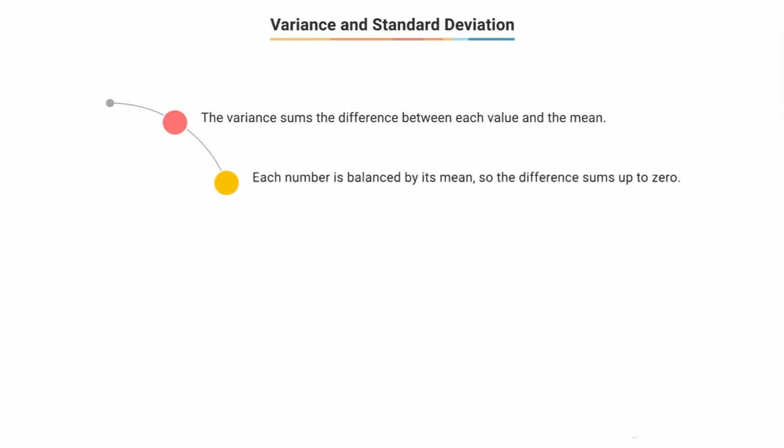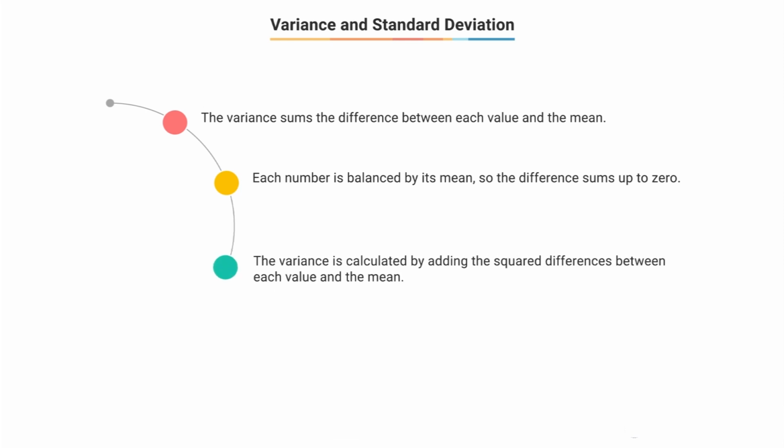However, the sum of these differences would always be zero because the mean is the balance point for every numerical value. Thus, the calculation of variance requires taking the square of the difference between each value and the mean, and then summing those squared differences. This sum of the squared differences, called the sum of squares, forms the basis for calculating the variance and standard deviation, as we'll discuss shortly.